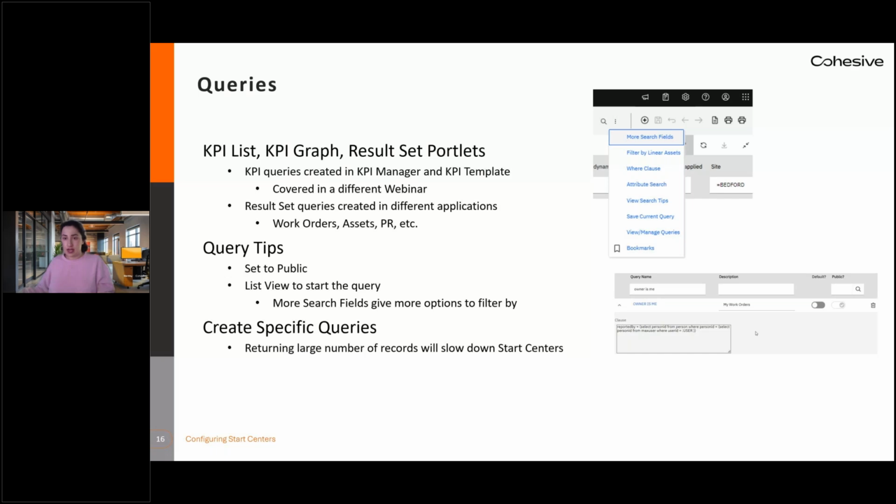When creating a query, the list view and more search fields can be used as a basis to add filters. Once Save Current Query is selected, a name and description are required. Once saved, this will show in the SQL where clause in View and Manage Queries. This is accessible via the three dots at the top next to the magnifying glass, and then from the drop-down, clicking View and Manage Queries. And then in the resulting dialog, you'll see the where clause once you expand the details.